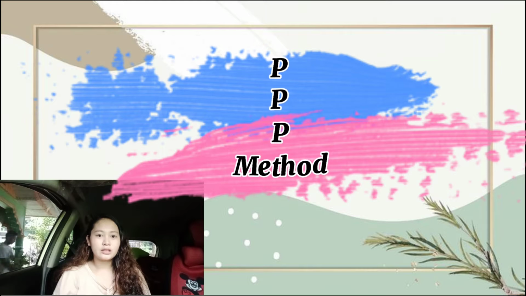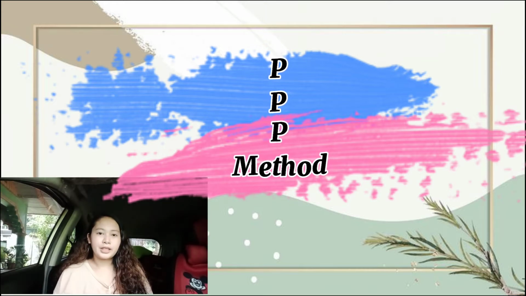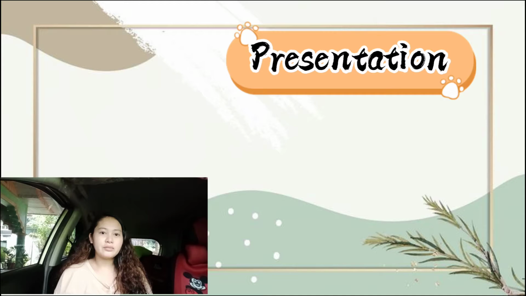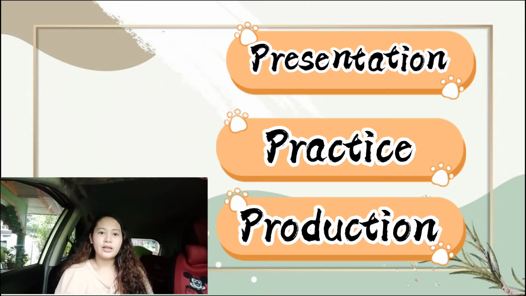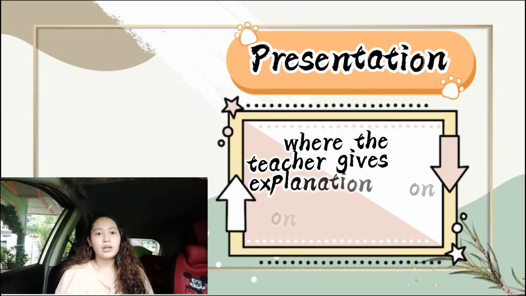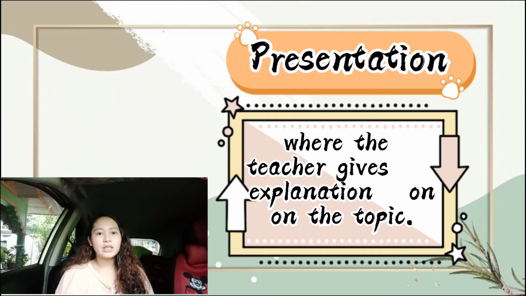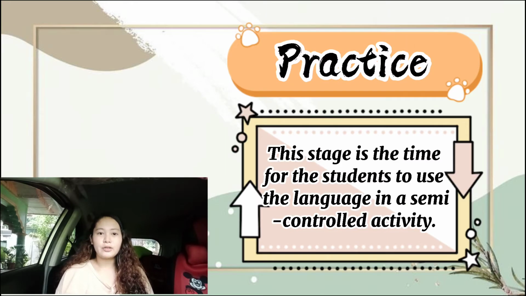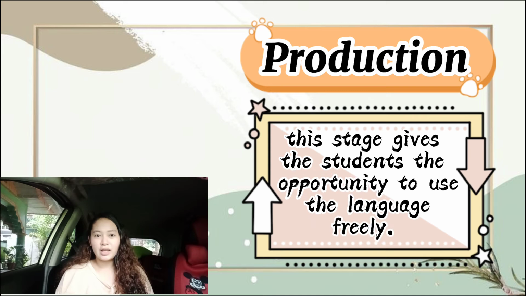PPP method. The PPP acronym stands for Presentation, Practice, and Production. Each letter means a stage of the learning process. The first stage is called presentation, where the teacher gives explanation on the topic. The practice stage is the time for the students to use the language in a semi-controlled activity. And the production stage gives the students the opportunity to use the language freely.